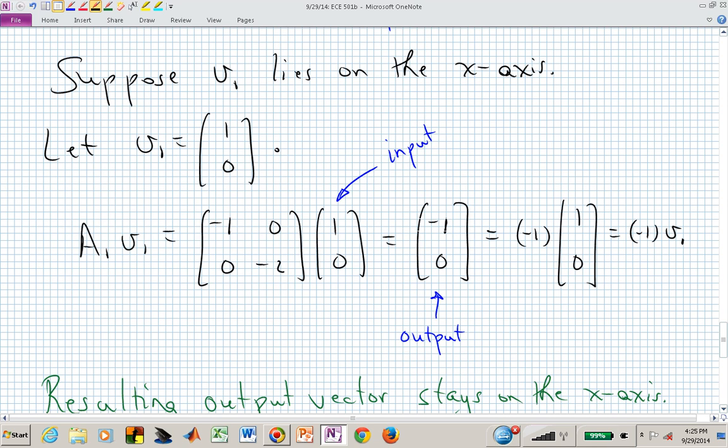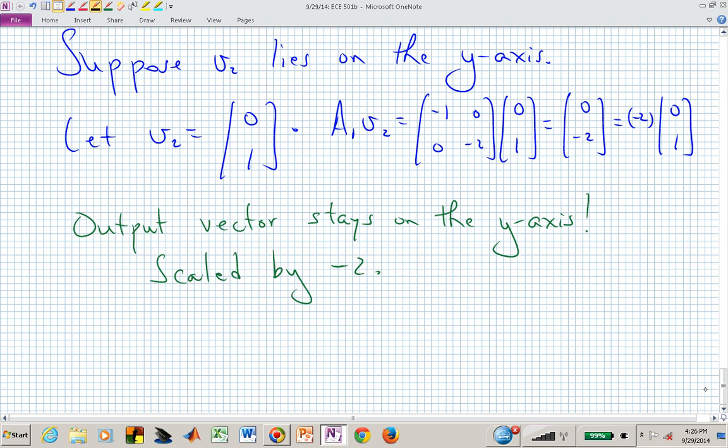The scaling is sort of open for interpretation. -1 is either a scaling of -1 or it's a scaling of 1 with a rotation of 180 degrees. It's really how you want to interpret or define scaling. And -1 happens to be one of the eigenvalues, -2 happens to be the other eigenvalue. And it's not coincidental that we obtained A1 V2 is equal to -2 V2, or V sub 2.